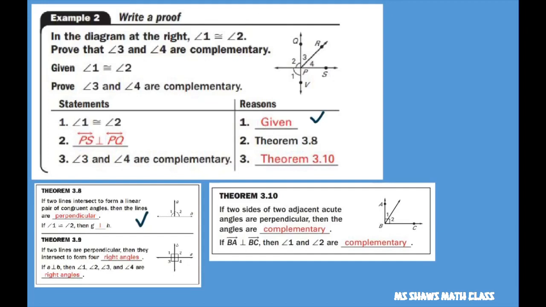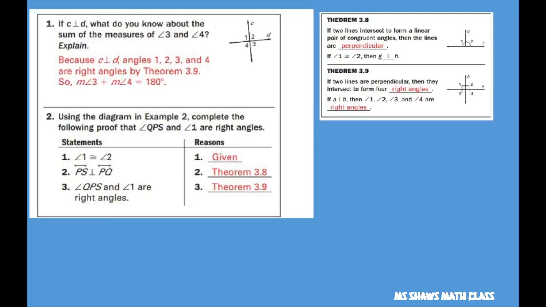All right, and so therefore angle 3 and angle 4 are complementary, and that's our proof line, and that's based off Theorem 3.10. If two sides of two adjacent acute angles are perpendicular, then the angles are complementary. All right. Here's some more examples.